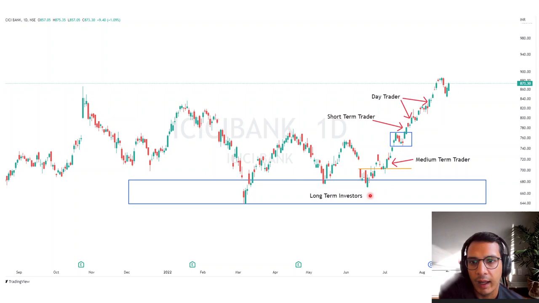Then we had this up move and test of demand and some long bullish candles. Now these were basically medium-term investors, when the trend was again established and a lot of long-term investors had already built their positions. So this is where medium-term investors would have participated. Then once the trend confirmed and we made a new high and a few days of consolidation, this is where a lot of short-term and swing traders would have entered into the market.